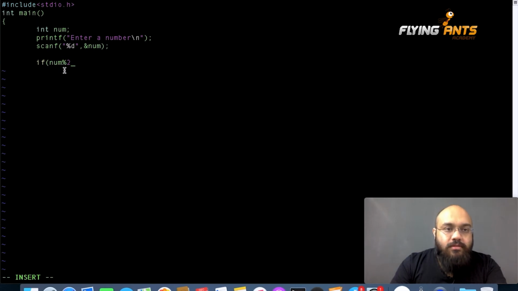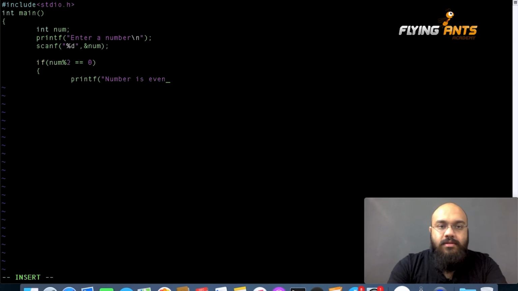So this is what is important over here. This is another operator. We have seen plus, minus, multiplication and division. So this is percentage, like modulus. It will give the remainder when you divide num by 2. So if the remainder is equal to 0, we'll printf number is even. Else, printf number is odd.